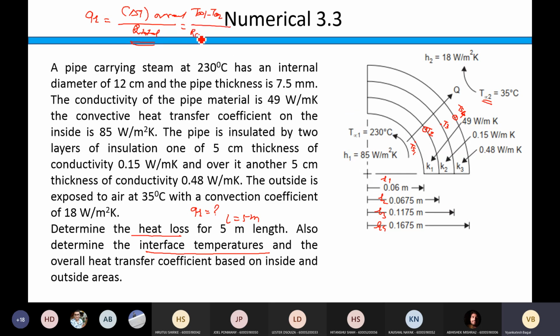You have R convection 1 on the inner side, then R conduction 1, R conduction 2, R conduction 3 of layers 1, 2, 3, plus R convection 2 on this side. So you have to just put the formulas for the resistances, find out these resistances separately, and then find out R total. Don't put everything in one formula. Follow this practice. Find out the resistances.